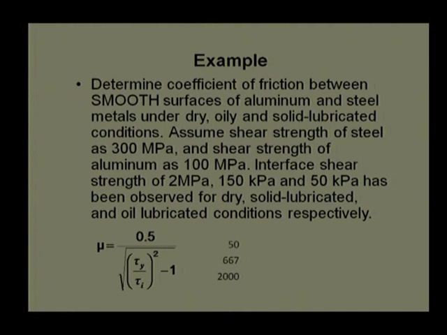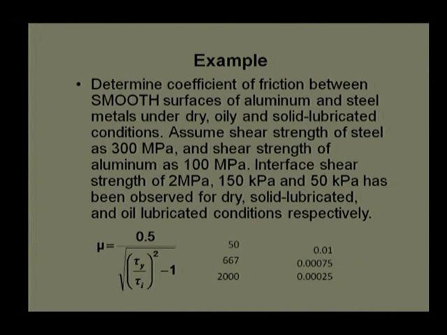If I take this ratio, tau y by tau i, that means 100 megapascal divided by 2 megapascal, that gives me a value of 50. That means this ratio, tau y by tau i, for the dry condition is 50, and for the solid lubricated surface it is 667. Not very much different in this case, while for the oil lubricated case it turns out to be 2000. Using this ratio value, we find the coefficient of friction turns out to be 0.01 for the dry case, 0.0075 for the solid lubricated case, and 0.0025 for the oil lubricated case.